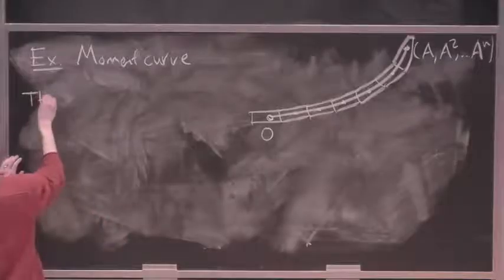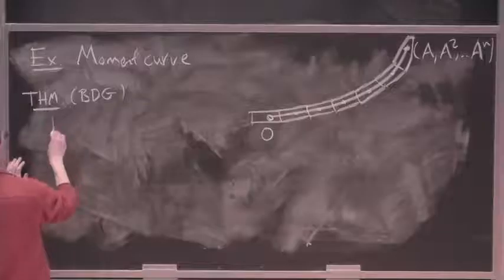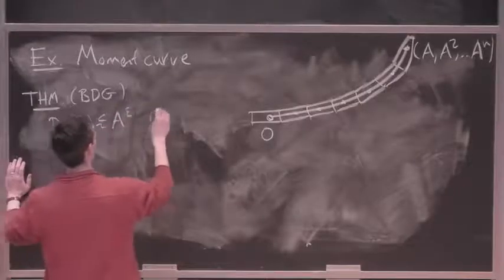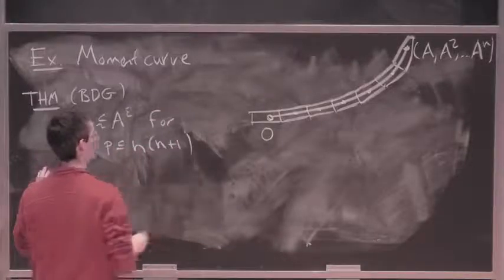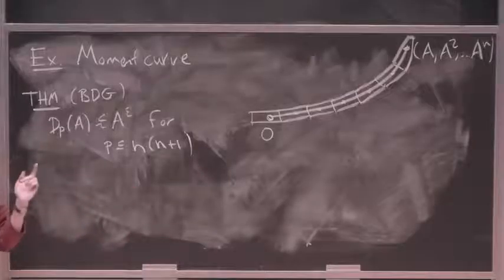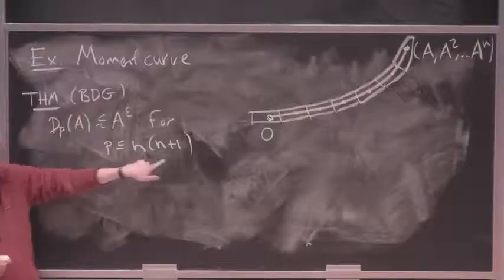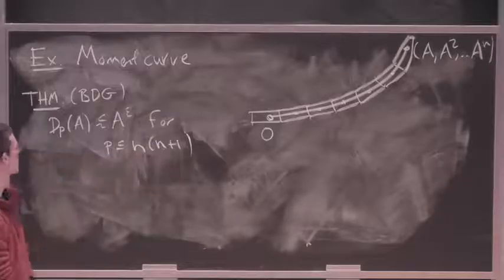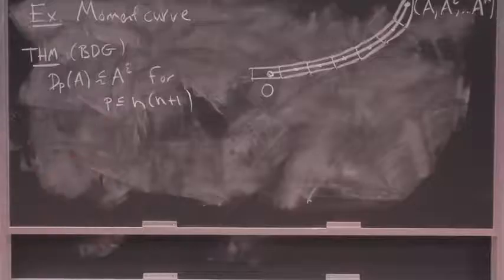And so the decoupling theorem for the moment curve tells us that D_p of A is small, like A to the epsilon, for p up to n times n plus 1. So for a sanity check, when n equals 2, the moment curve is just the parabola that we've been talking about, and this number is 6. And then this is how it grows when we increase n. OK. So we can use this theorem and this little proposition to estimate some exponential sums.